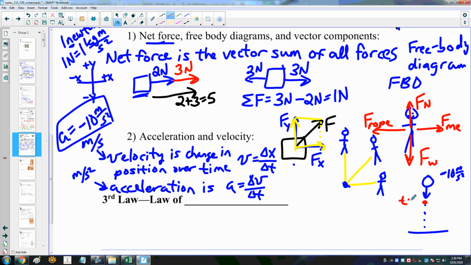So say here is t equals 1. Now the velocity will be minus 10 meters per second. At t equals 2, it will be minus 20 meters per second. At t equals 3, minus 30 meters per second, and on and on. For every second of an object accelerating at minus 10 meters per second squared, it's going to increase its speed by 10 meters per second. And the negative here denotes the direction, the negative y direction. We'll talk more about that as we move into the different types of forces.